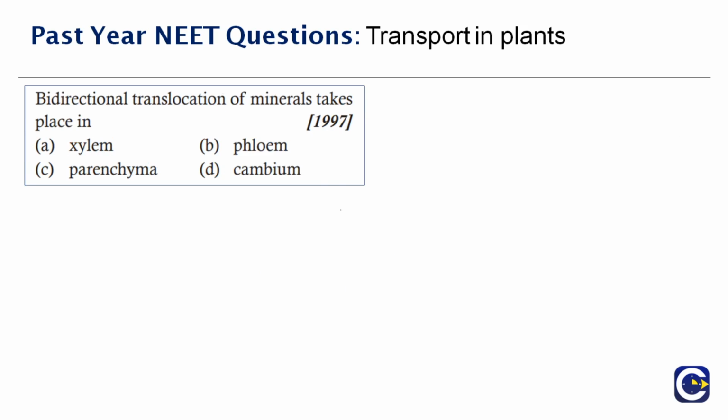Next question here. This question was asked in the year 1997. Bidirectional translocation of minerals. Bi means two, right? Bi means two.